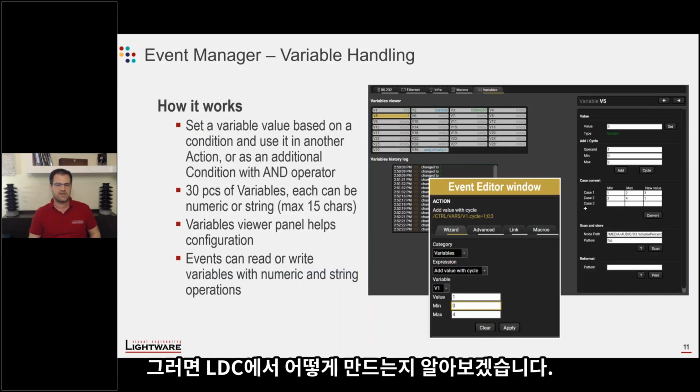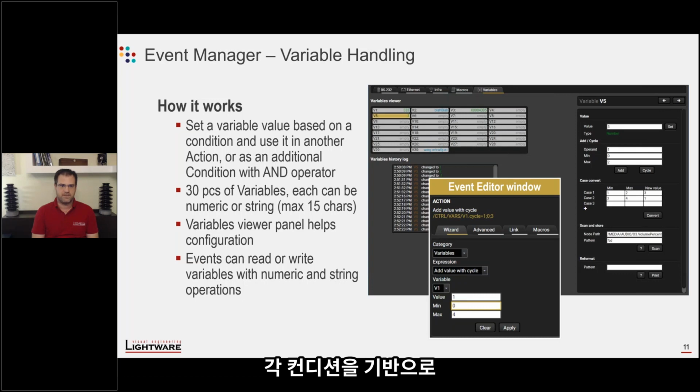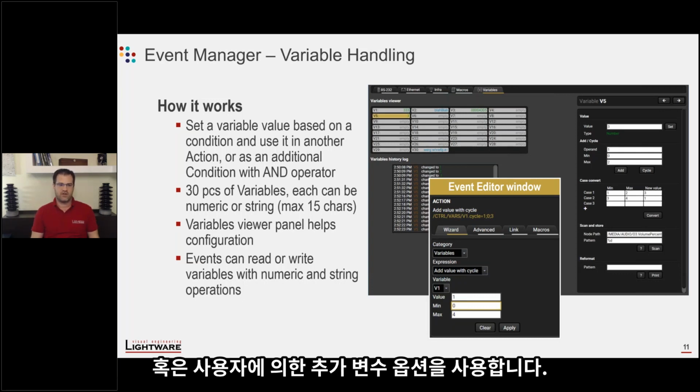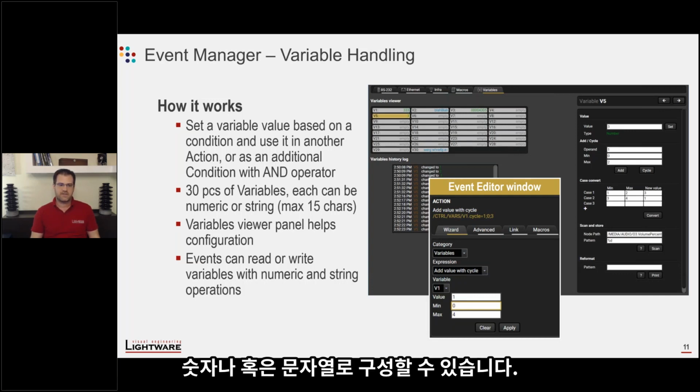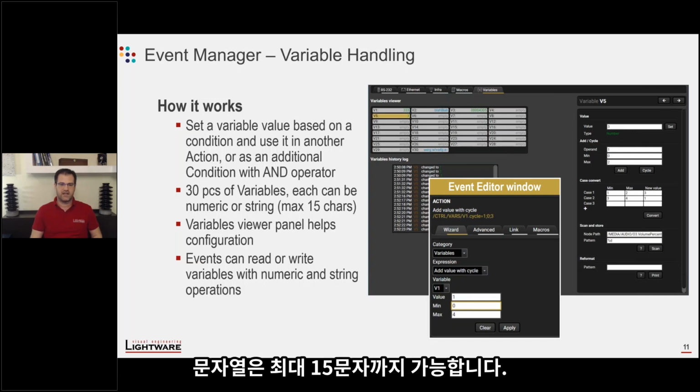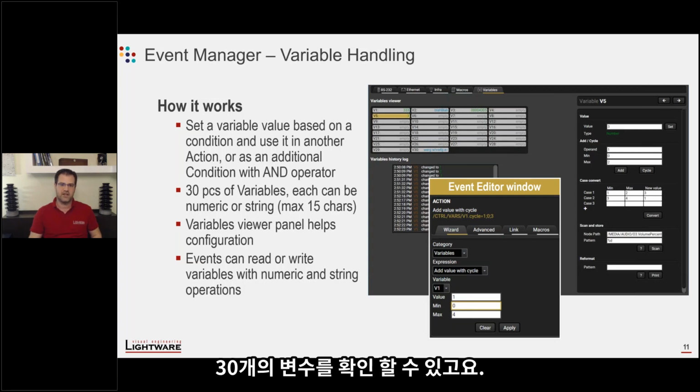Let's see how it looks in the Lightware Device Controller. You can set a variable based on a condition, or also as an additional condition with an AND operator. We have 30 variables, and each can be a number or a simple string containing 15 characters. The screenshot I have here is a variables viewer panel where you can check the actual values of all your 30 variables.